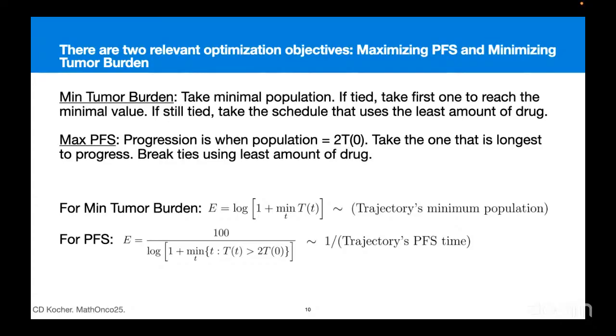For minimizing the tumor burden, basically the energy is something like a log of the minimum tumor population that you reach on your trajectory. And for maximizing PFS, it goes as like 1 over a log of the PFS time.